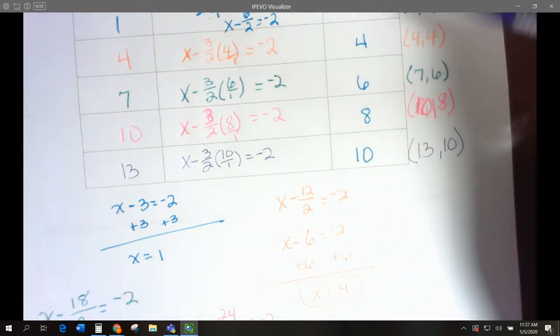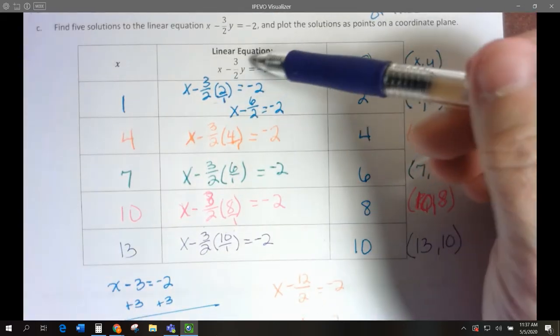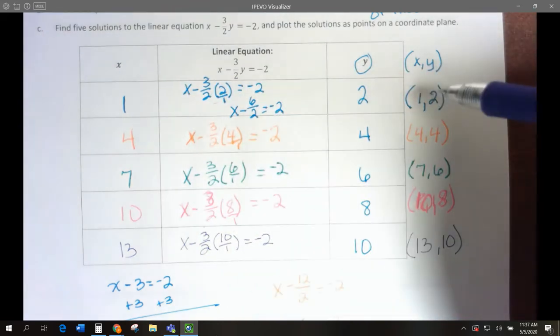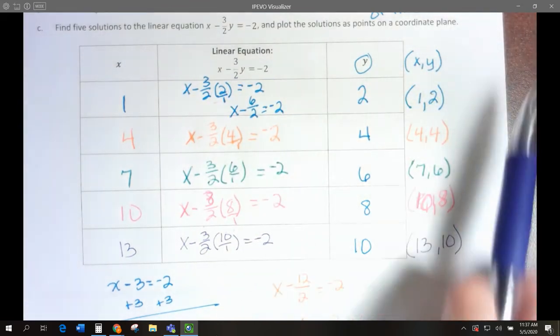So we picked our y's, we plugged them into the equation to figure out what x would equal, and then we took those x and y numbers for our coordinate points. Now we need to graph them.